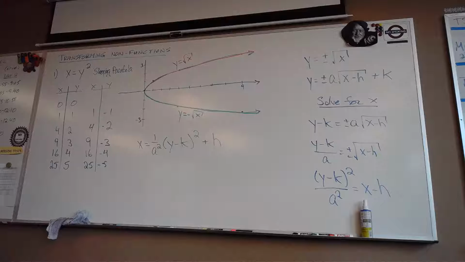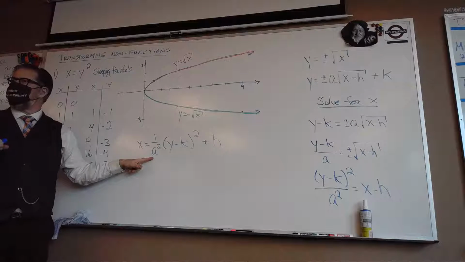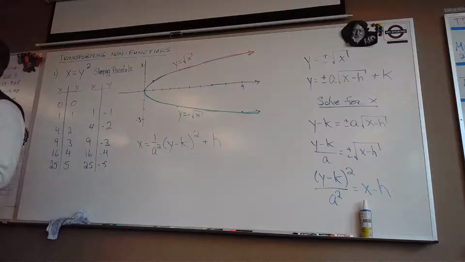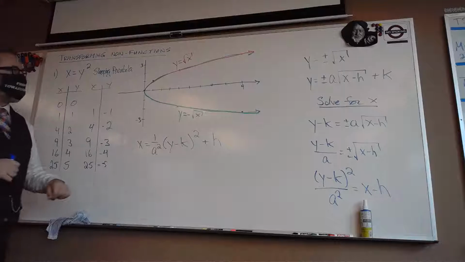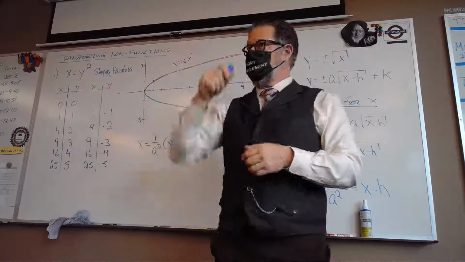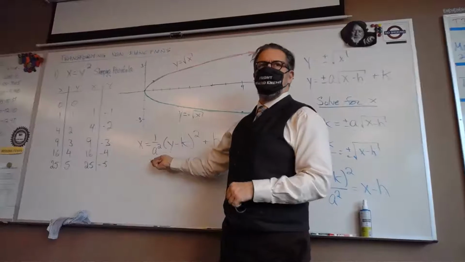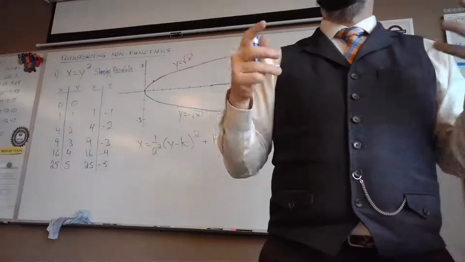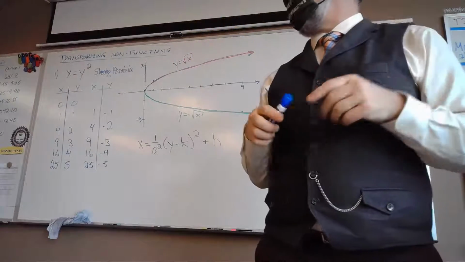Now, something a little bit tricky here. And that's that a. Why did it become 1 over a squared, and what's the difference? Well, the difference is the direction of stretch. If I take y equals and I stretch it vertically, but then I take x equals, what direction do you think that stretch is? It's horizontal. It's a little bit different. It twists up the letters.